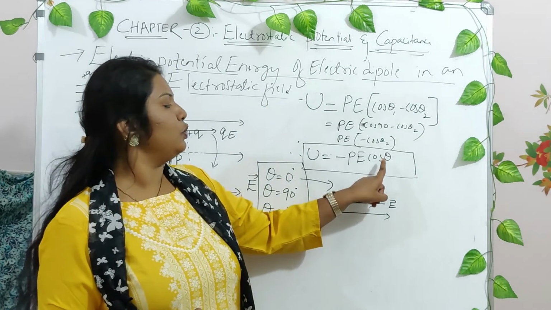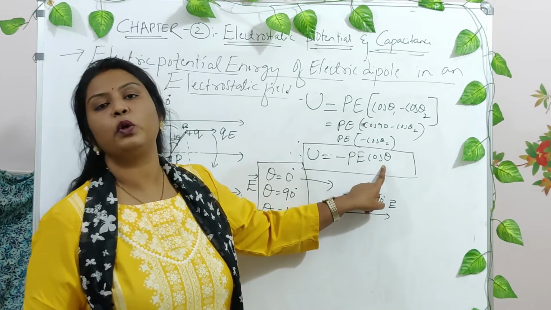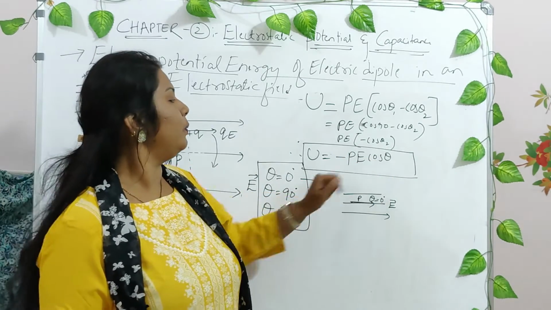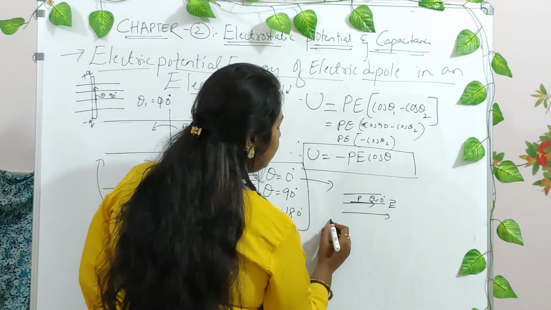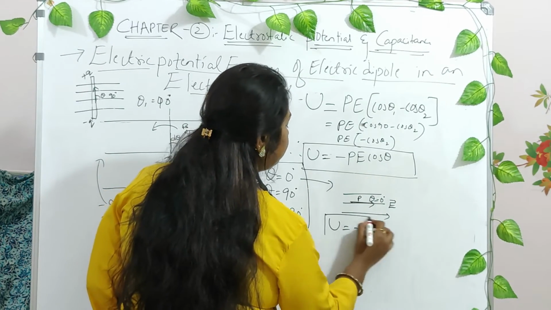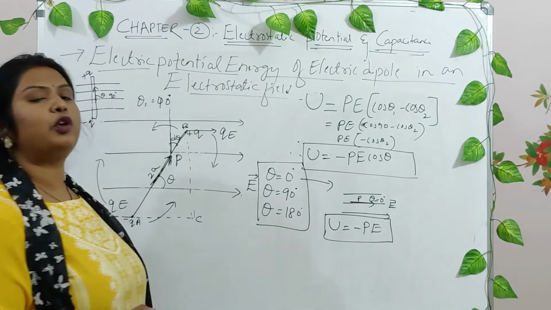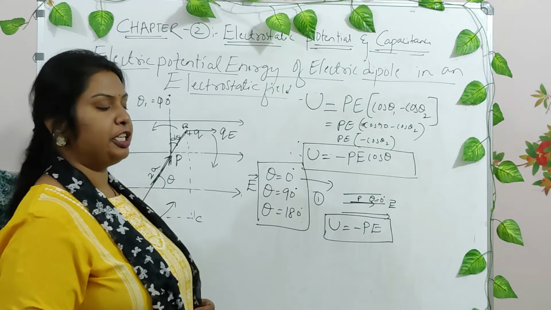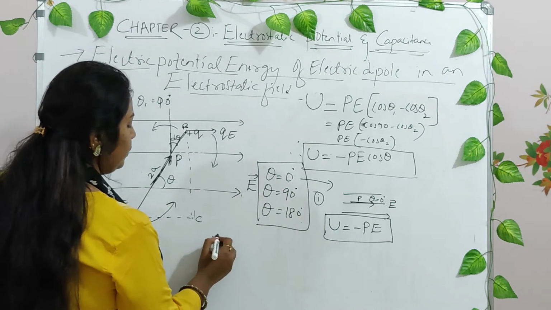When theta is equal to 0 degree, what is the amount of the electric potential energy that is present? Theta 0, then cos 0 will be 1, then U will be equal to minus PE, right? This is the electrostatic potential energy for case 1, right? This was the first condition. In the second condition, what do we have?